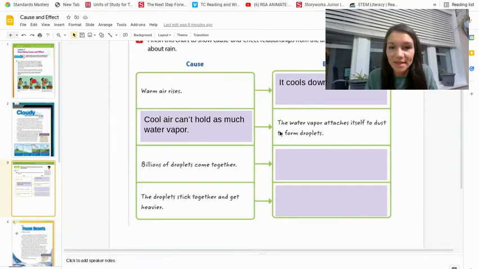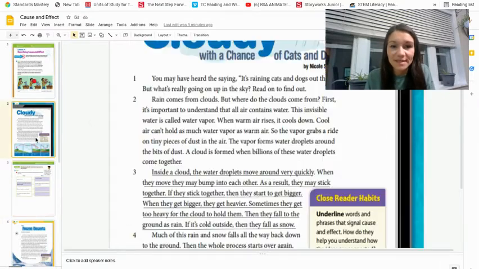What happens? And the effect is that water vapor attaches itself to dust to form droplets. We're looking for the cause. What causes water vapor to attach itself to dust, which forms droplets? If we go back into the text, we find that information here. The vapor forms droplets around bits of dust.